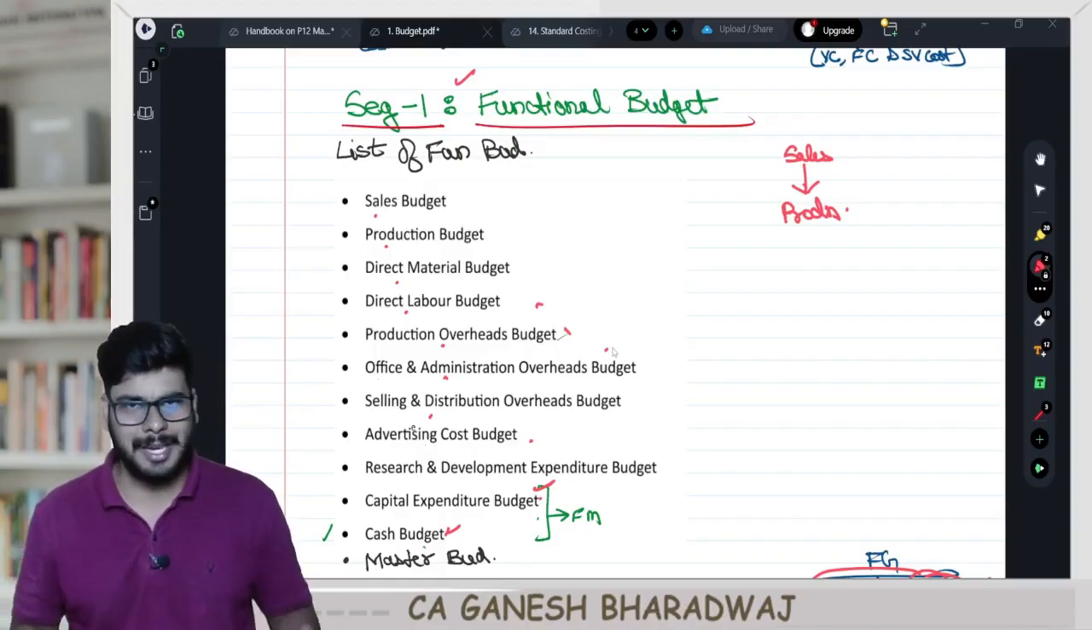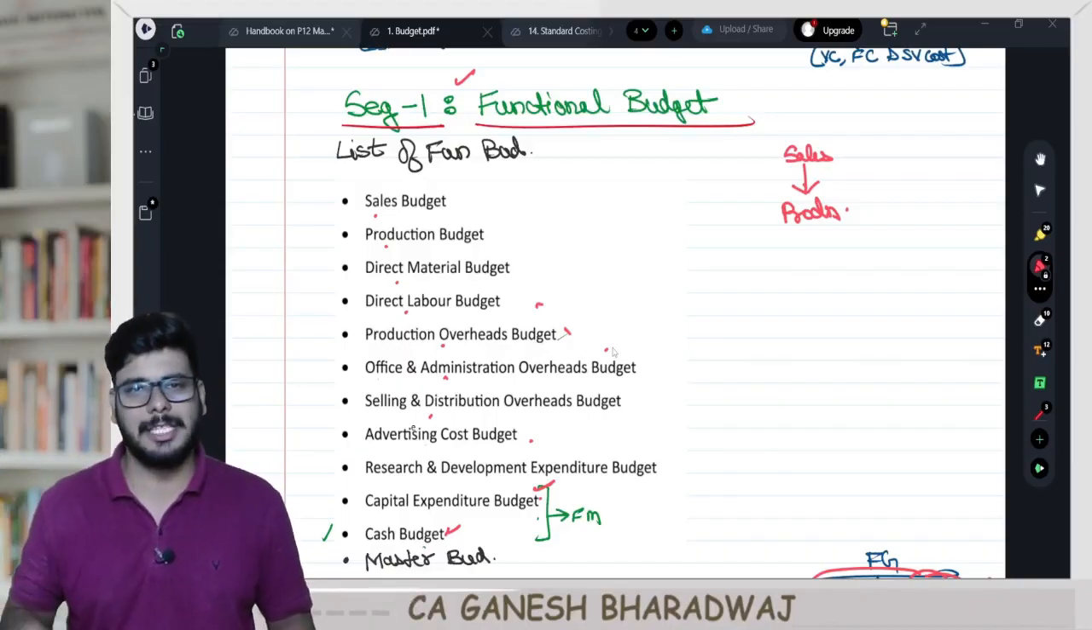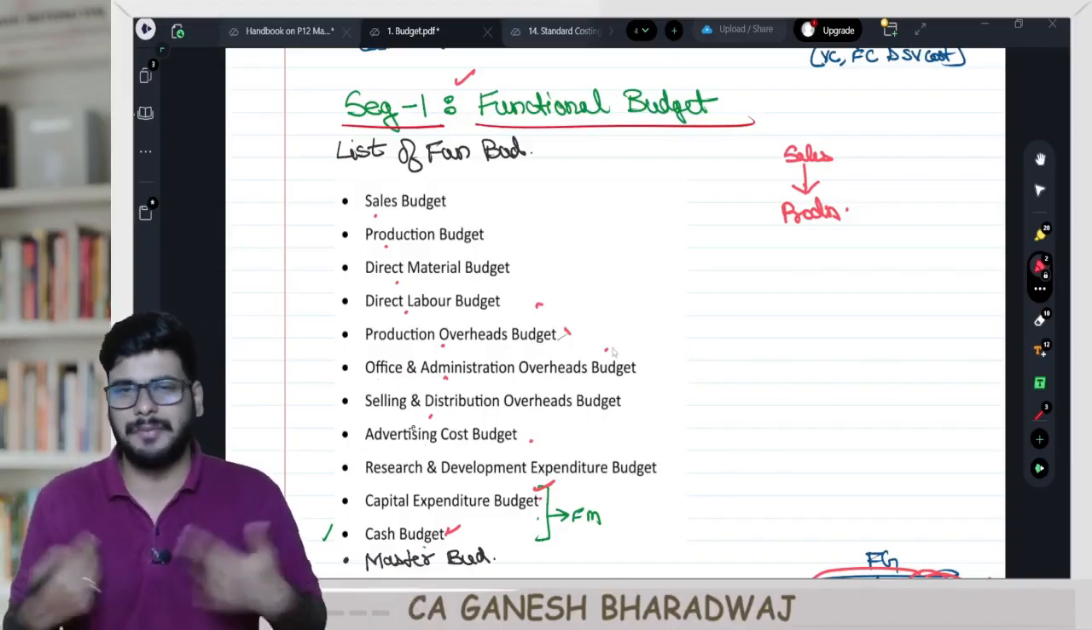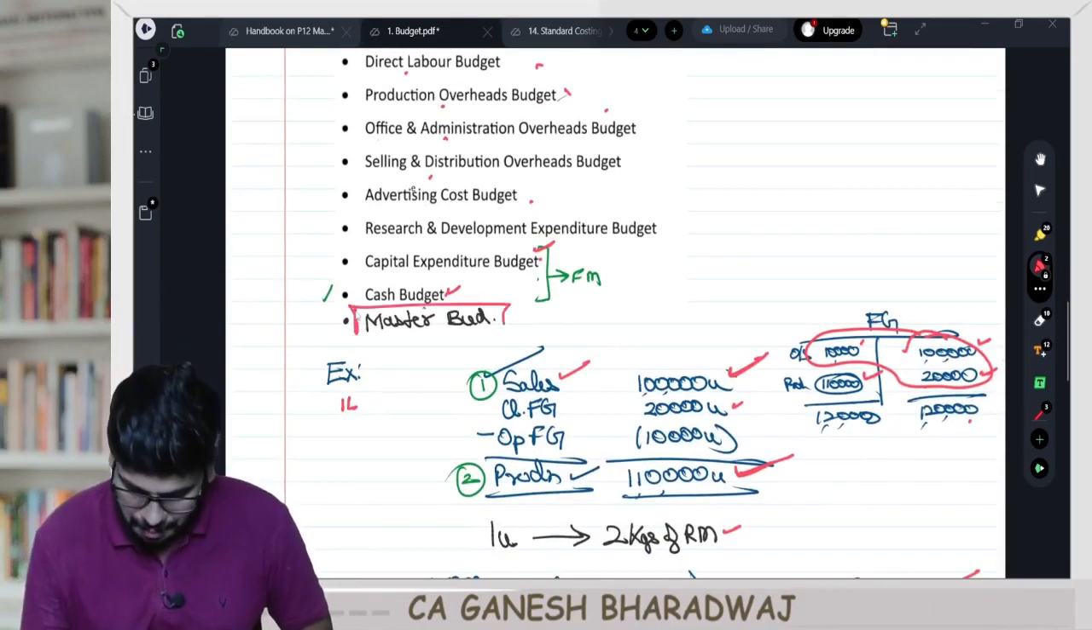Right now, in some cases they would have given the production directly. In that case, you need not prepare the sales budget, as the figures would have been given. If the figures are directly given, it's fine. Clear with this, guys? Now sir, what do you mean by master budget?